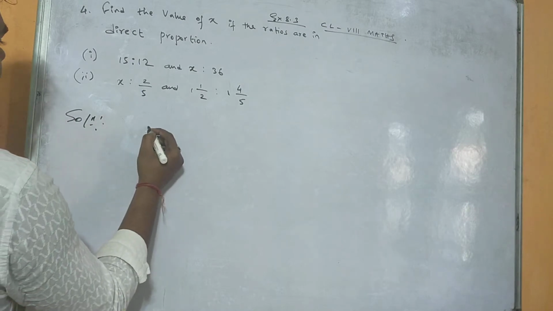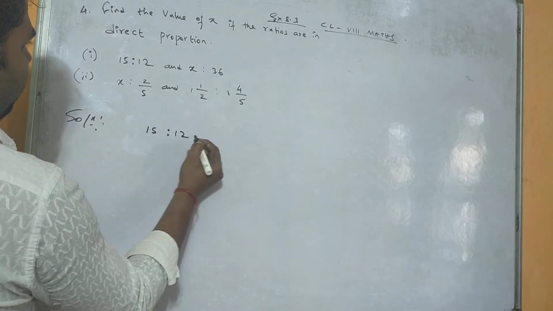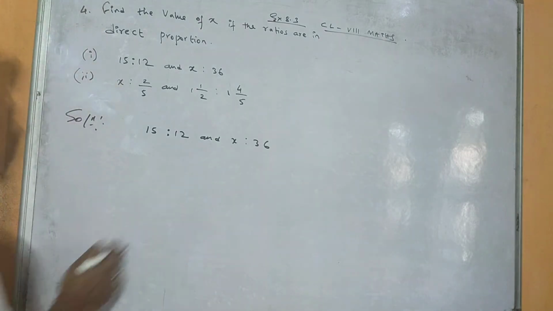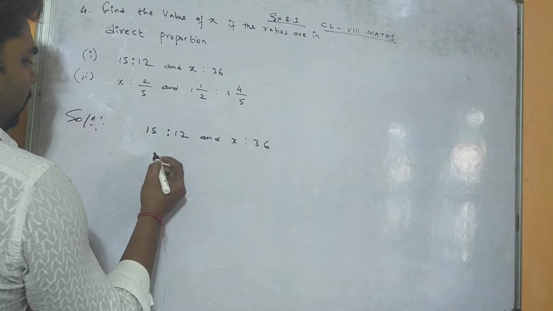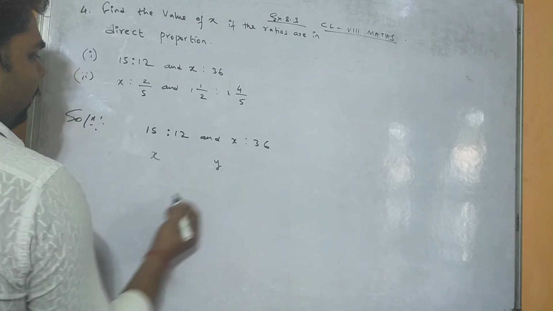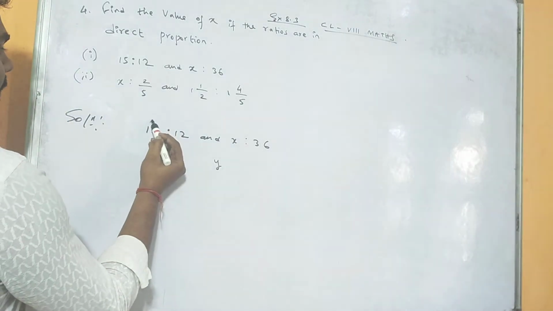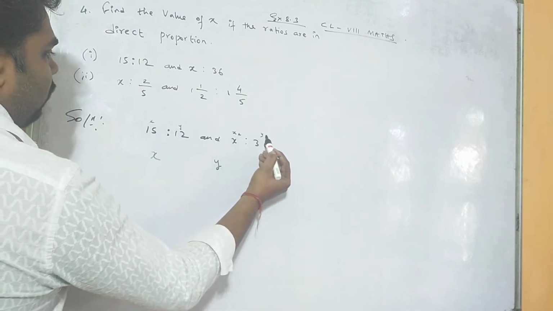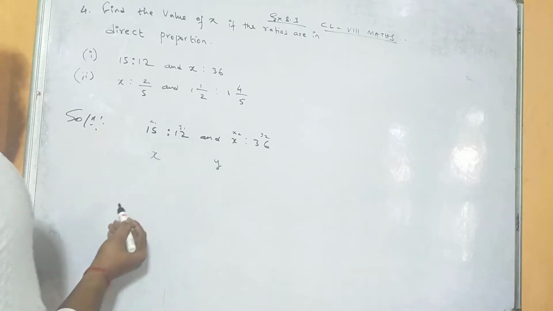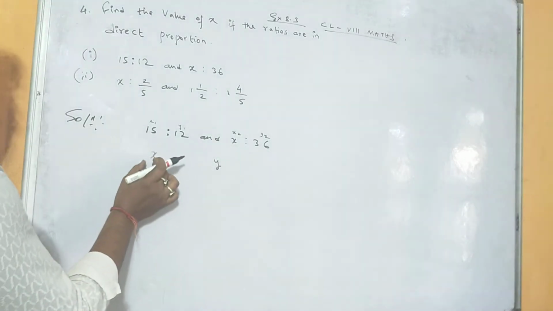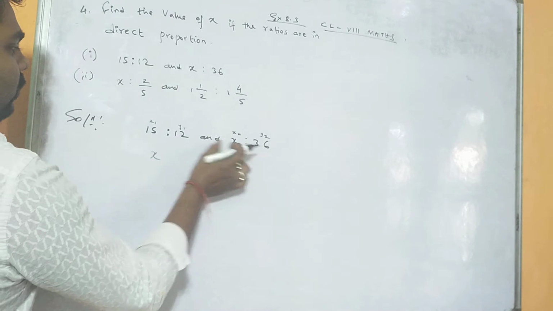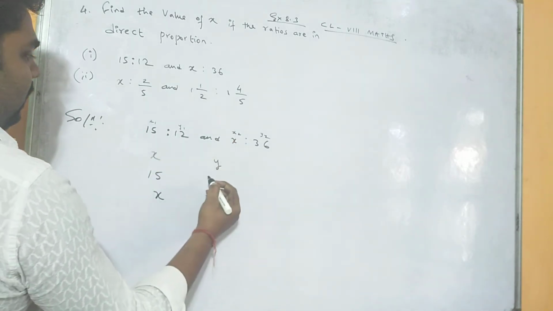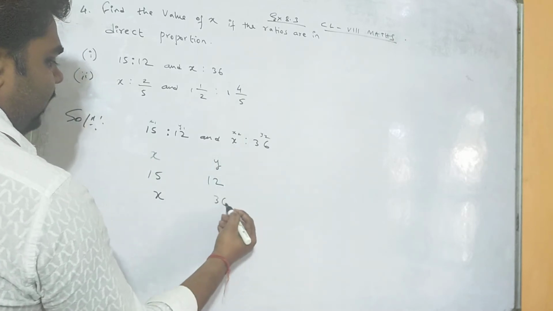First question, it is given 15 is to 12 and x is to 36, right? So we have to get the value of x. So what do we do? First we write here x and y, and these are the positions. This is x, this is y. I can say this one x2, y2. This is x1, y1, right? So under the column of x, you write the x values, that is 15 and x, 12 and 36, right?